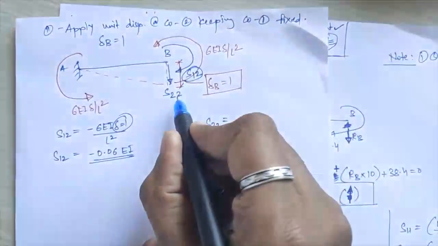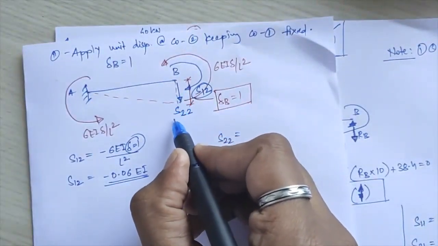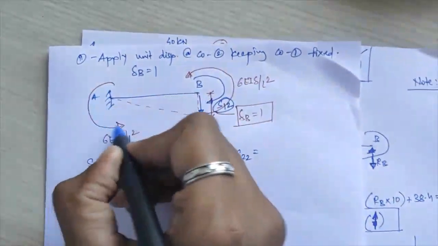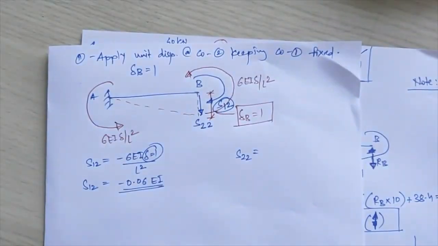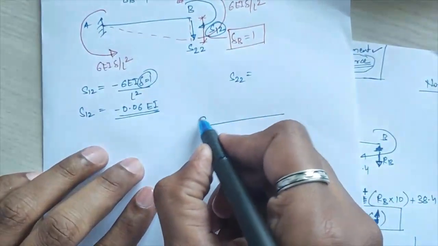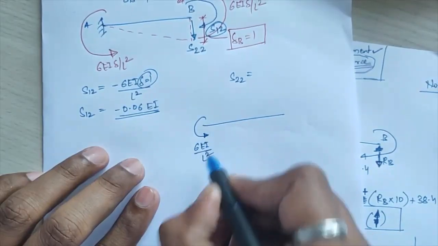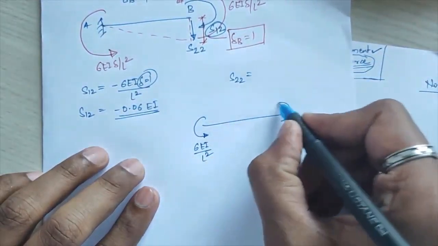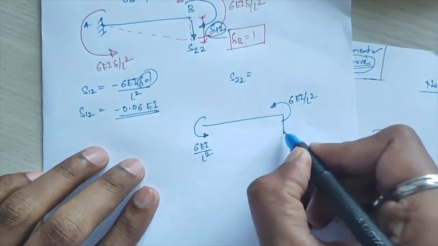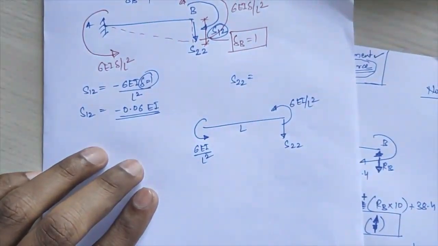Next I have to calculate the S of 2 2 value. Again for S of 2 2, you have to calculate the reaction or force coefficient coming due to this translational rotation moments over there. So that we will calculate. Again you are having 6 EI upon L square, delta is 1 there. Here also you are having anti-clockwise 6 EI upon L square, and this you are having here equal to S of 2 2, and length is here equal to L.